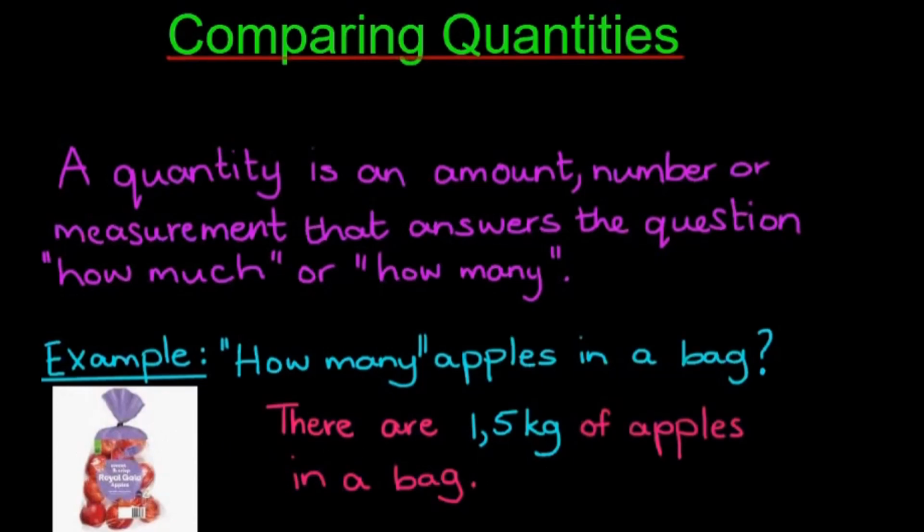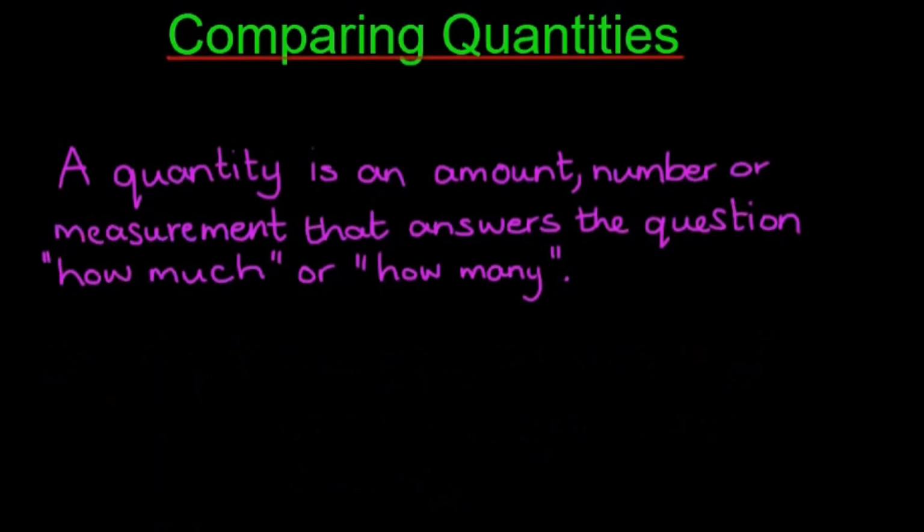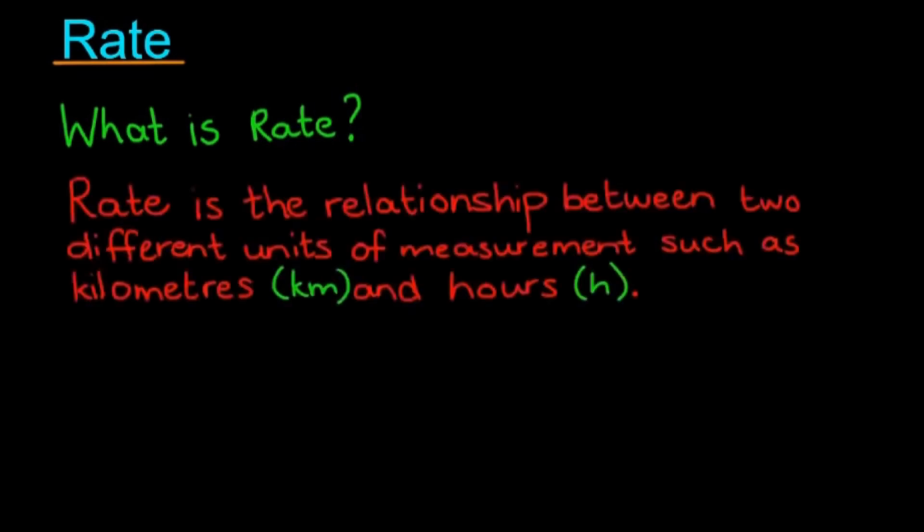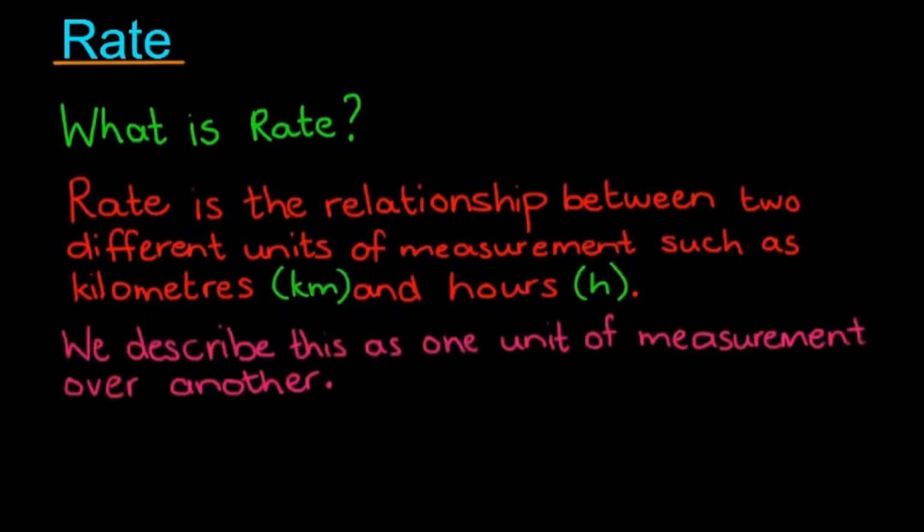So when we're talking about comparing quantities, there are two different ways on how to do it. Today we will be discussing one of those ways, and that is rate. So what is rate? Rate is the relationship between two different units of measurement, such as kilometers and hours. So we describe this as one unit of measurement over another.